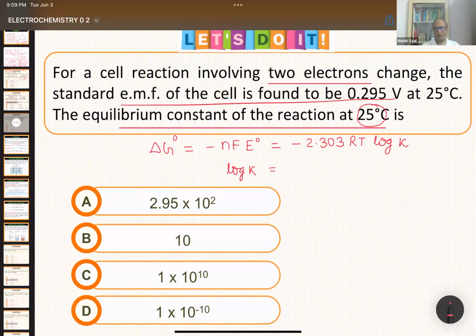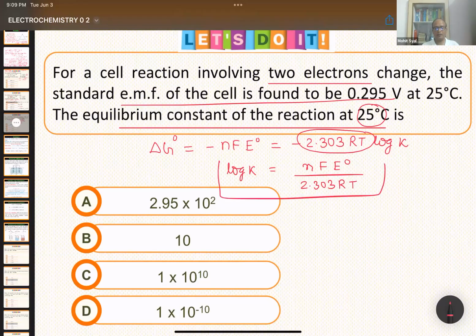Log K, I will segregate all these terms on this side. I will remove the minus, so nFE naught divided by 2.303 RT. That is the value of log K. Is everybody agreeing with this? Write the formula very clearly in your board examination. There are marks for the formula, then put the values. Even if you are unable to get the final answer, you will get most of the marks.